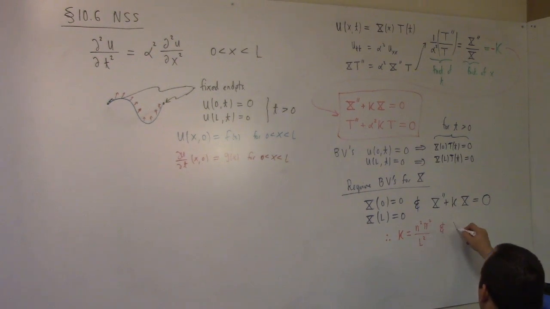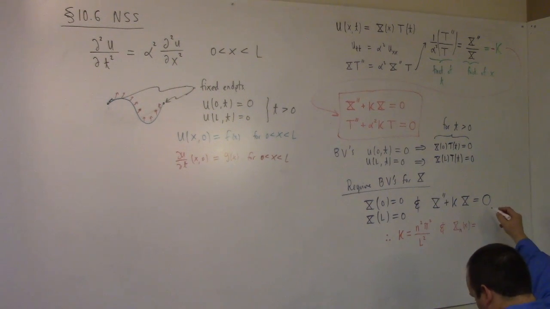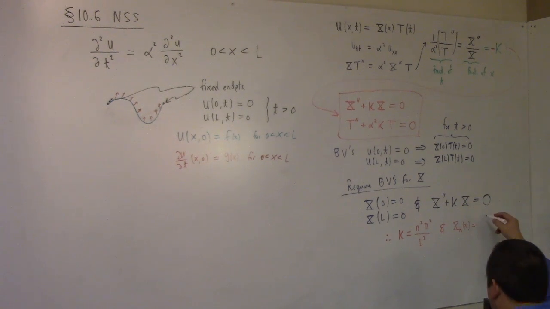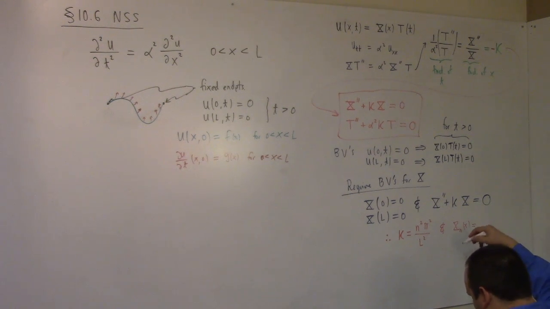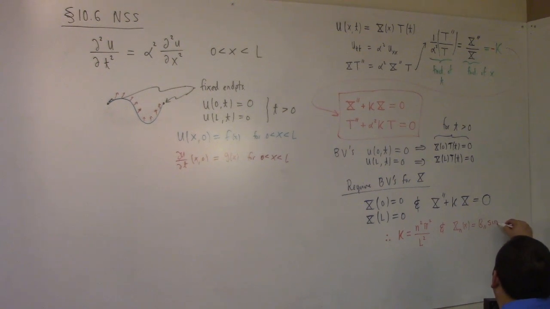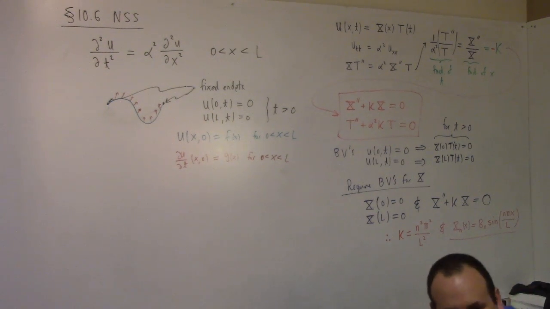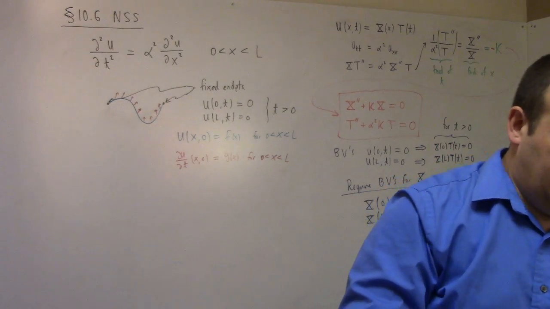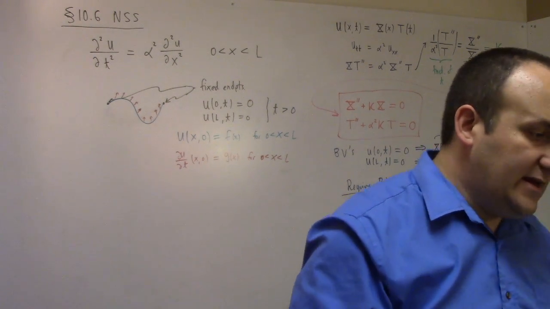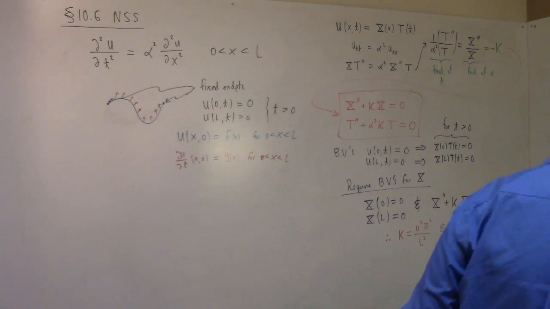And our x, we'd say x_n of x is equal to some constant, which I'll put in there, B_n, times the sine of n pi x over L. Now, you guys tell me, what's the difference between this and the heat equation we looked at last time?